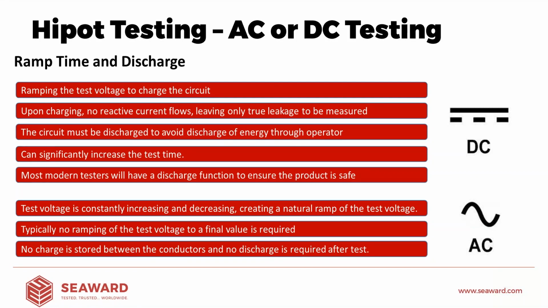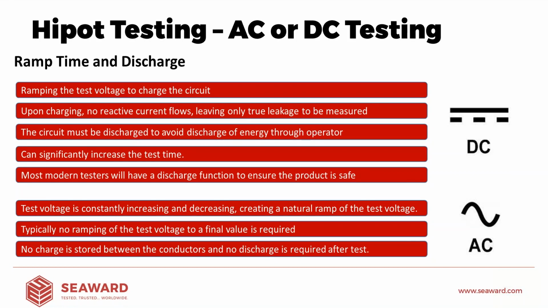If we then look at the AC side of testing, from a ramping point of view, the test voltage is constantly increasing and decreasing. So we're constantly adding a ramp into the test voltage, a natural ramp via the waveform. Typically we don't need to worry about ramping the test voltage. And again, because the voltage is constantly changing, the current across the capacitance is constantly changing. There tends to be no charge stored within the product. So there's generally less of a requirement to discharge after test.